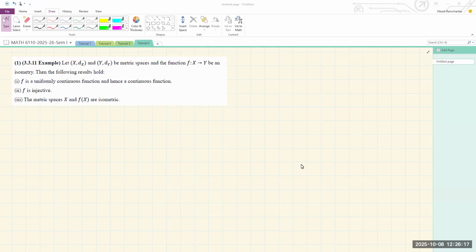Okay, hi everyone. So in this video, we're going to be discussing some consequences and results of metric spaces being isometric. So, metric spaces and isometries. First, let's just recall what is an isometry.